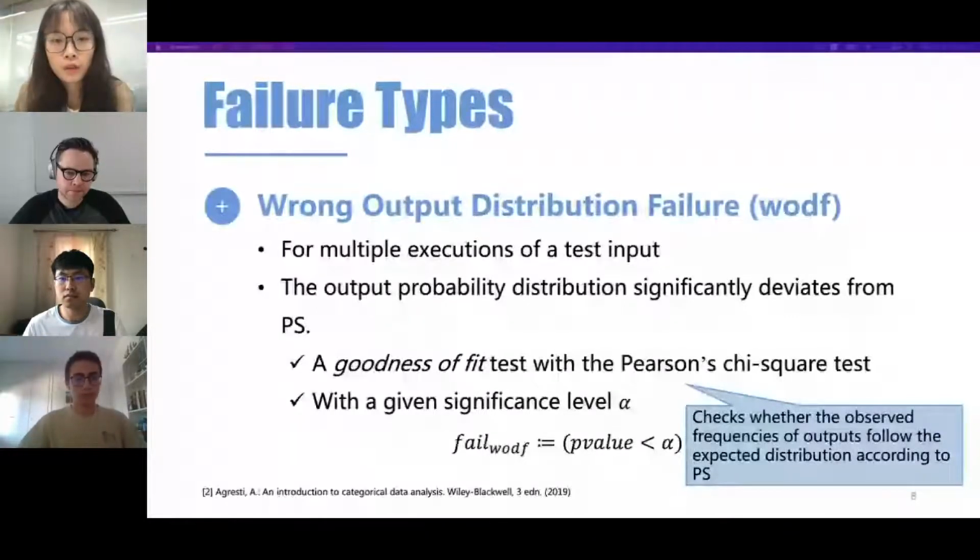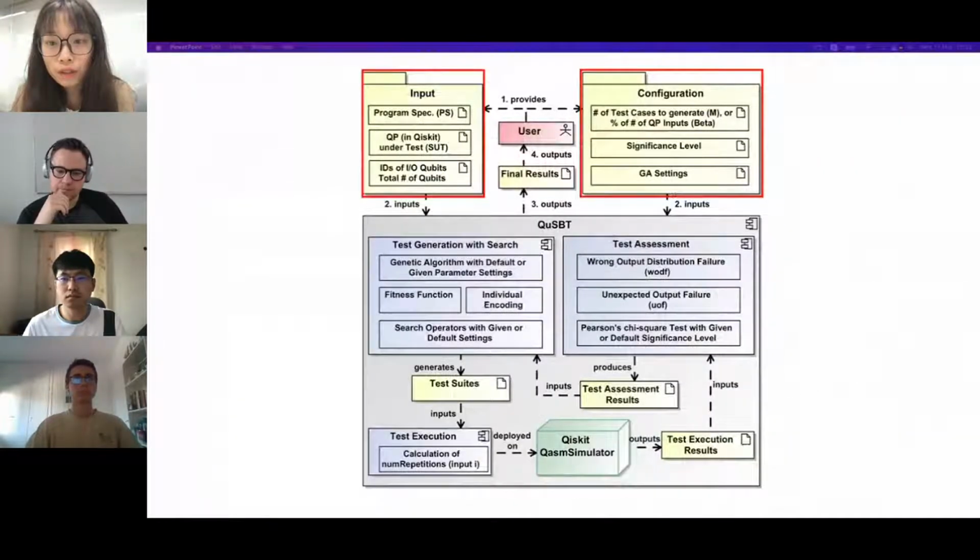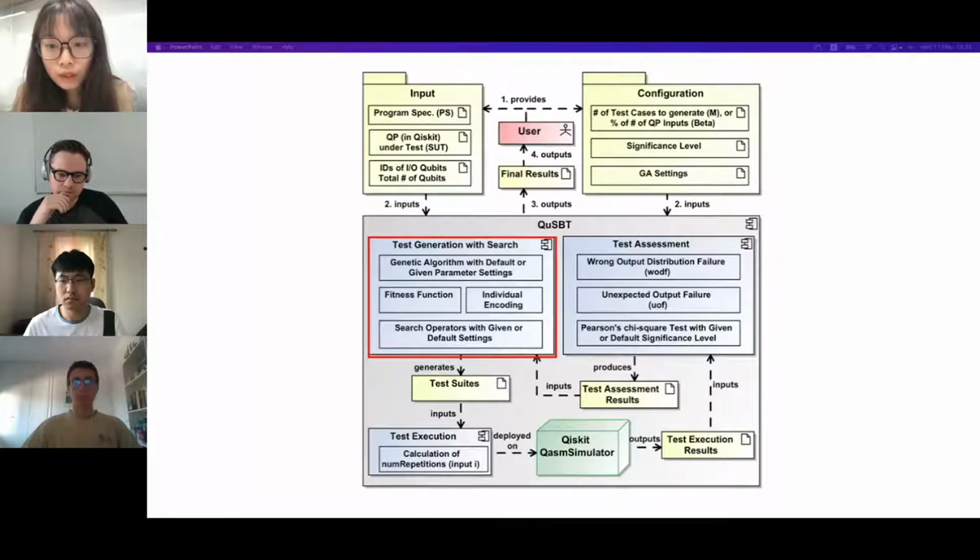And here is an overview of our tool QSBT. Users need to provide the quantum program file, program specification, input-output information, together with some parameters of QSBT and the genetic algorithm in a configuration file. Then QSBT begins to generate test suites with the genetic algorithm using the fitness function the tool defined, the way of encoding the individual with input, and other parameters users provide, or defaults.